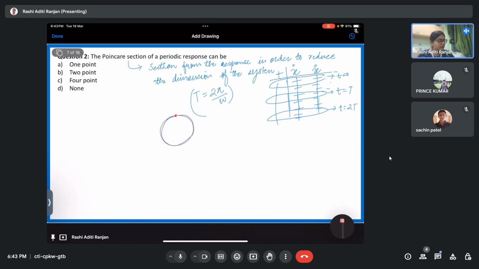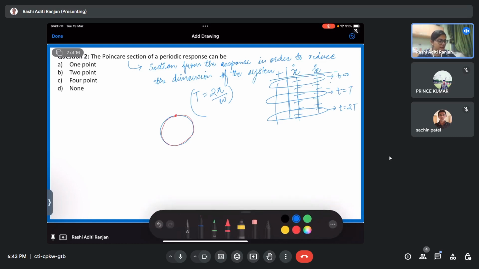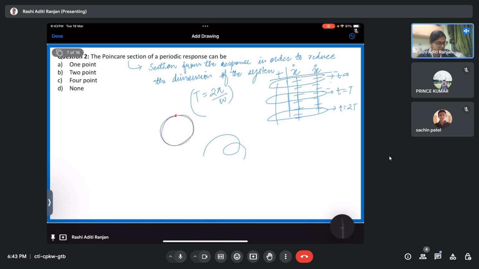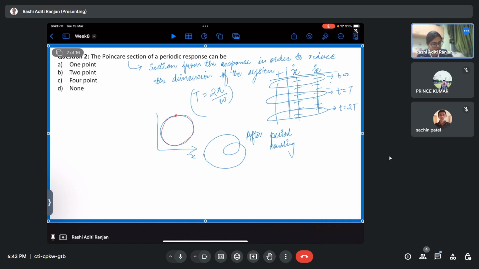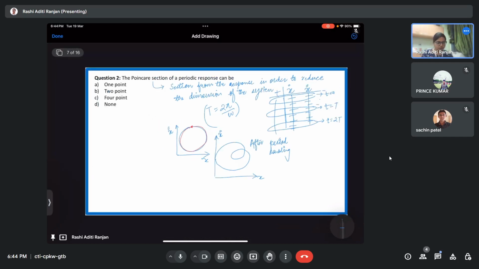Now, what if a period doubling kind of bifurcation occurs? As you know, in case of a period doubling bifurcation, this is going to change to something like this. This is after period doubling. Okay, so after period doubling, this is how the phase plot looks. I should make axes so that it becomes clear. Okay, so this is how it would look. So if this is how the phase plot looks, and we know that after period doubling, what happens? My time period becomes twice of T. That is what I discussed here.